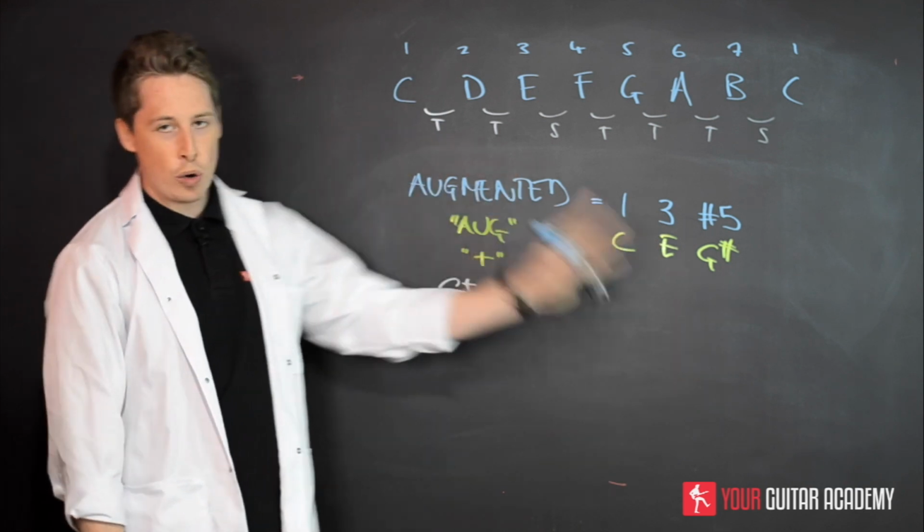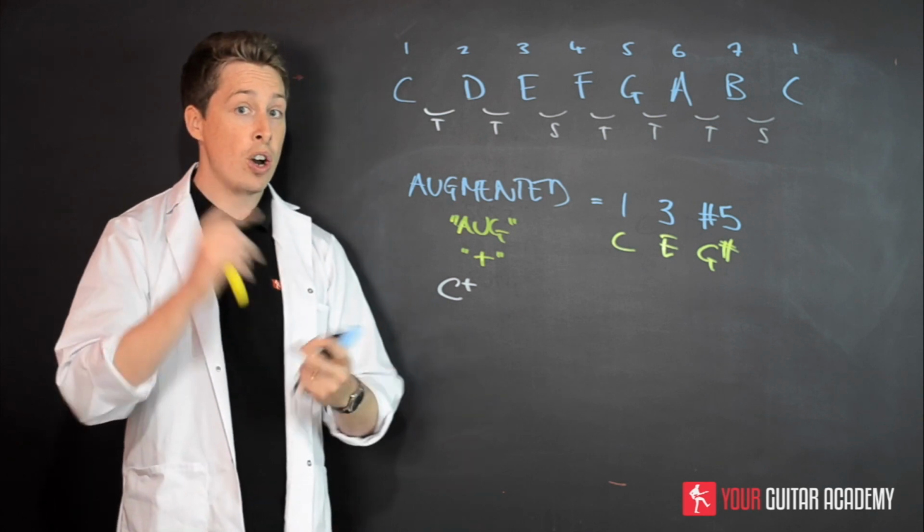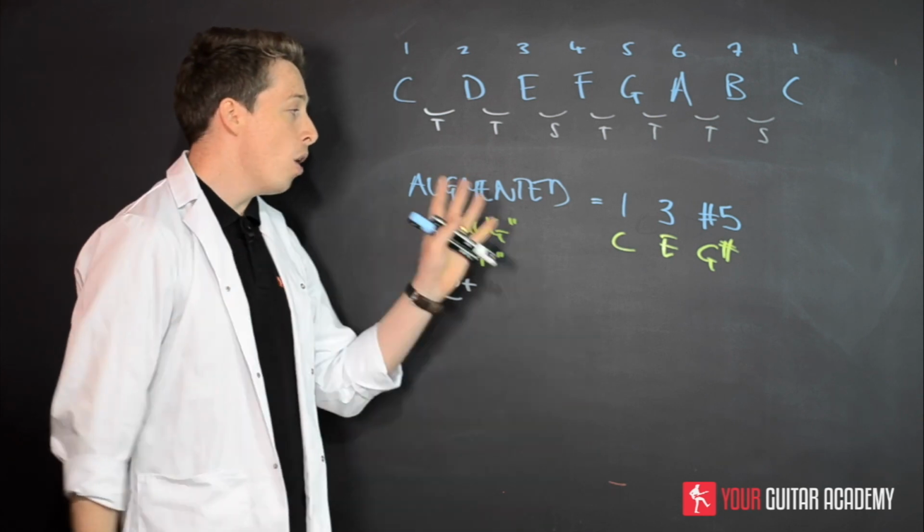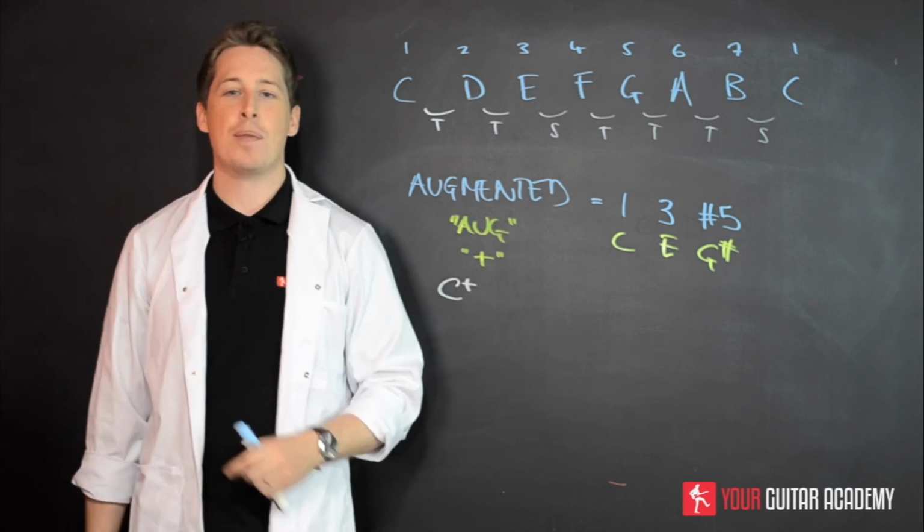So that's your augmented chord, guys. We've now got all the basic ones: major, minor, diminished. We've got sus2, sus4, augmented, and next time we're going to have a little test.